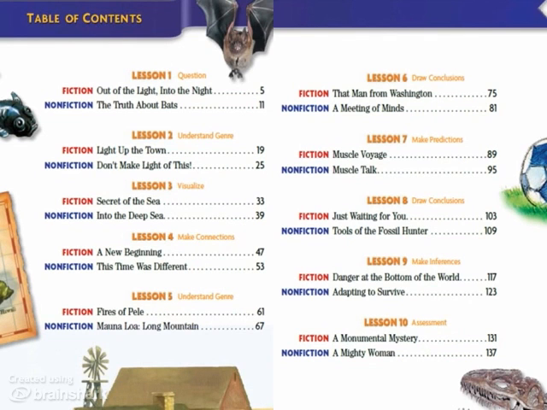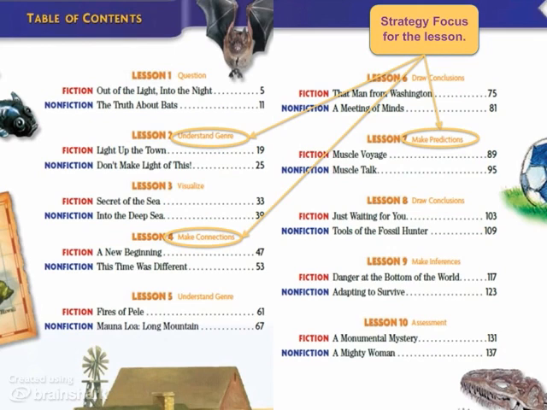Best Practices in Reading is built around comparing fiction and nonfiction text. Looking at the table of contents, you'll notice that each lesson is focused on a certain strategy, such as questioning, understanding genre, visualizing, and more. The fiction and nonfiction text for each strategy also share the same topic. For example, the topic of Lesson 1 is bats. The point of this is so students can compare the text across the strategy, the topic, and the genre.